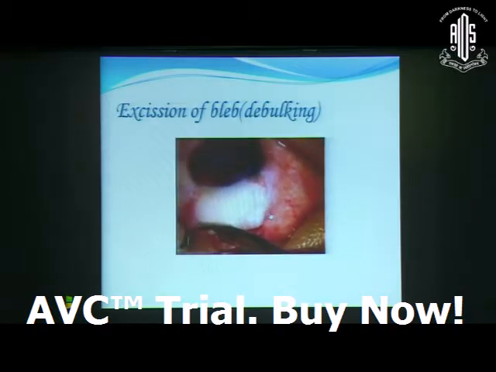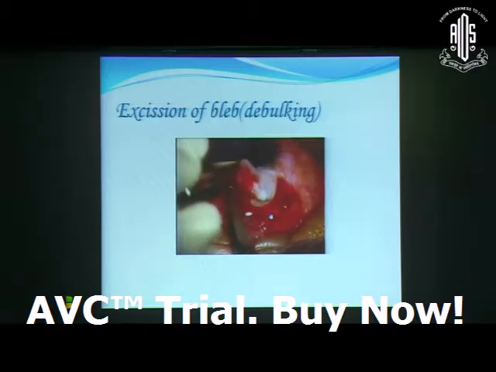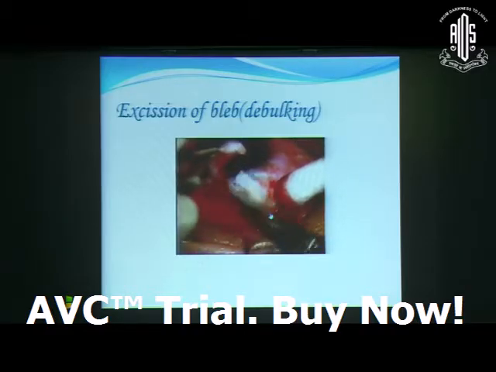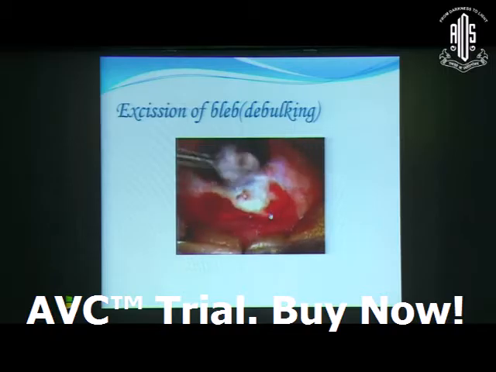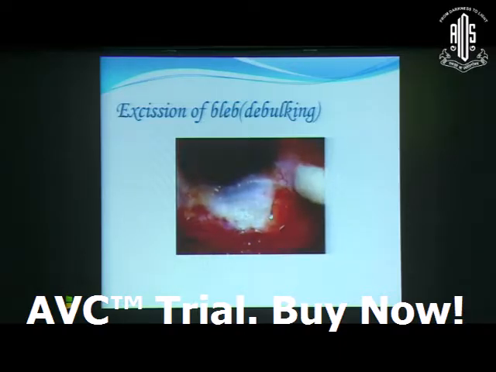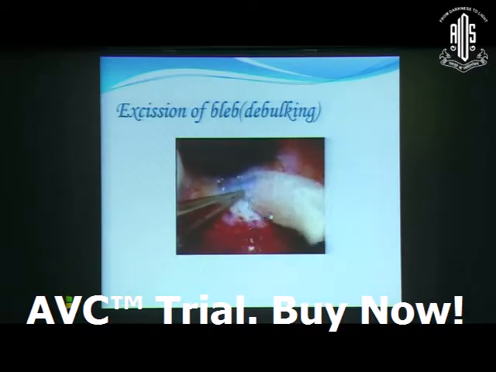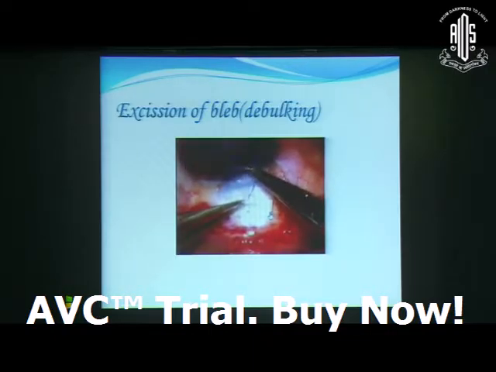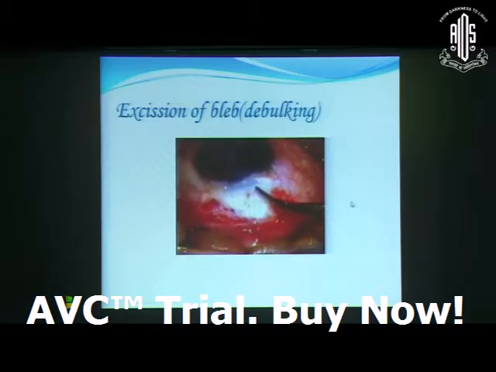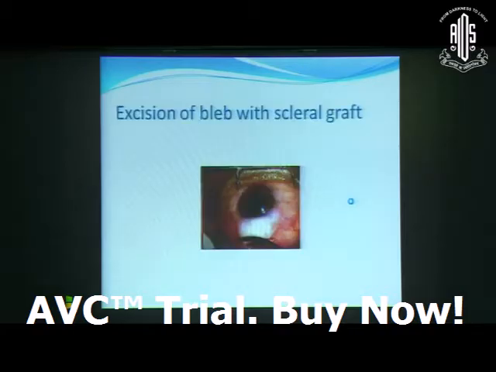I did the revision surgery. I did the debulking of this overfiltering bleb, and it was very easy for me. When I did the debulking, I saw there was a small spot which was leaking. There was a small area of scleral necrosis. So I just put a single suture over there. That was sufficient, and the patient did very well post-operatively for a very long time. I have lost this patient for follow-up for the last 3-4 years.